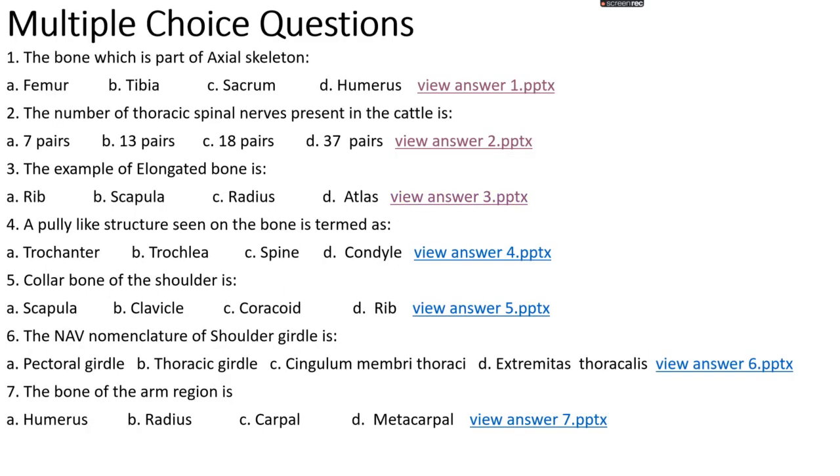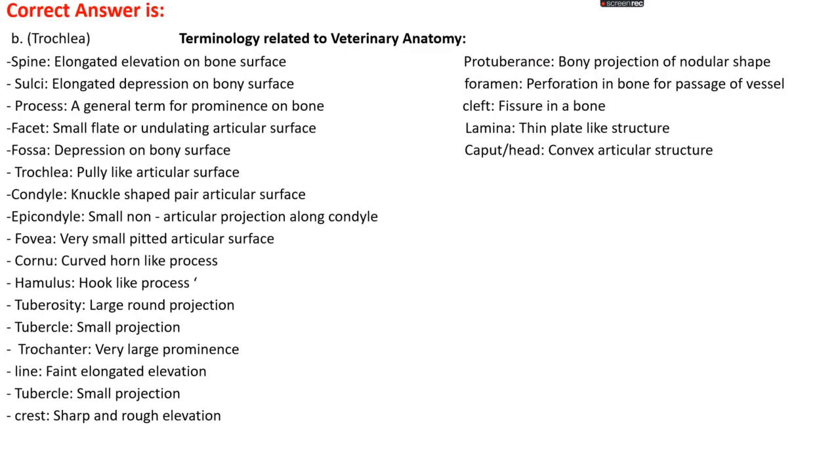Okay. Question number 4. A pulley-like structure which is seen on the bone is termed as option A trochanter, option B trochlea, option C spine, option D condyle. The right answer is option B, that is trochlea. The pulley-like structure which is seen on bone, that is a trochlea.